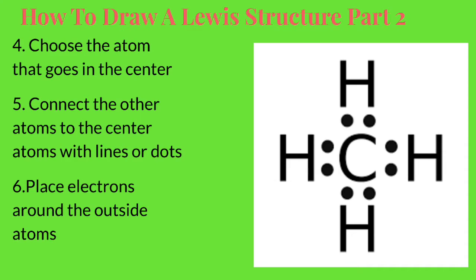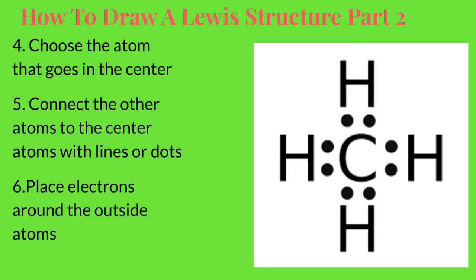So the fourth step is to choose an atom that goes in the middle. Carbon is able to share 4 electrons and hydrogen is only able to share 1, so we put carbon in the middle because it's able to share the most electrons. And for step number 5, connect the other atoms to the center with lines or dots. So what you have to do is connect carbon to both of the hydrogens, and we use 2 dots because you need 8 electrons in total.